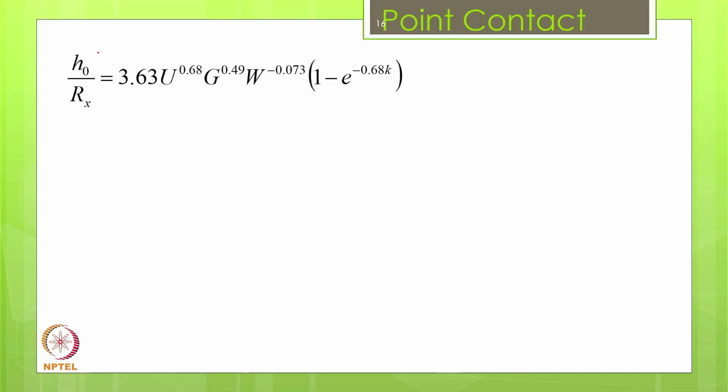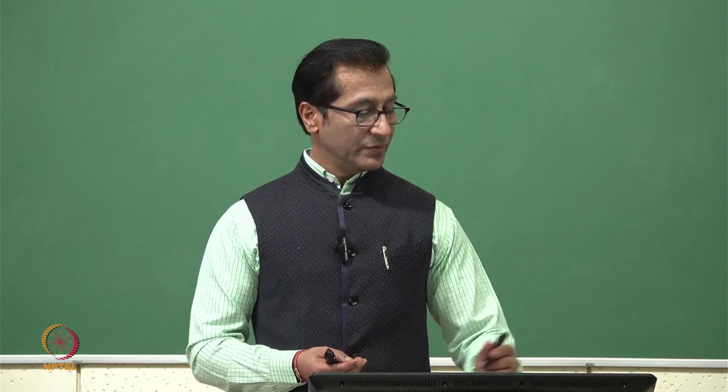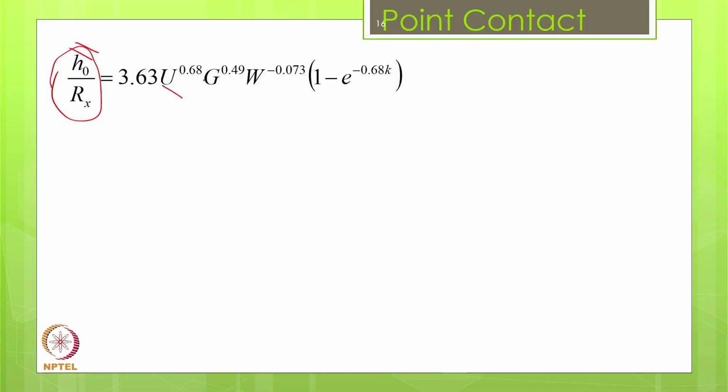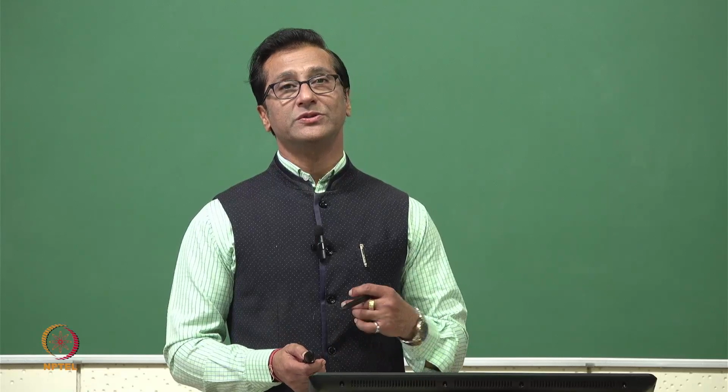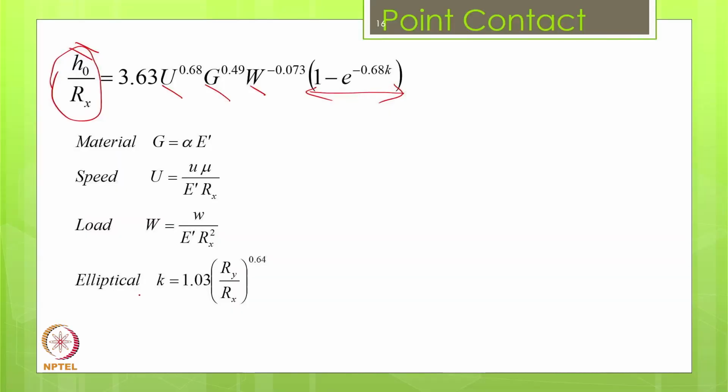Now coming to spherical bearings, similar expressions are available. That's why I said again there is a normalized expression H0, the minimum film thickness in a point contact or spherical contact, divided by Rx. Again here is the speed parameter, the material parameter, and a load parameter. This is coming from two axes, because we know in a point contact it will not be a spherical contact, it will be an elliptical contact. So it depends on the ratio, and that is where the elliptical value of K comes, which is the ratio of Ry by Rx.